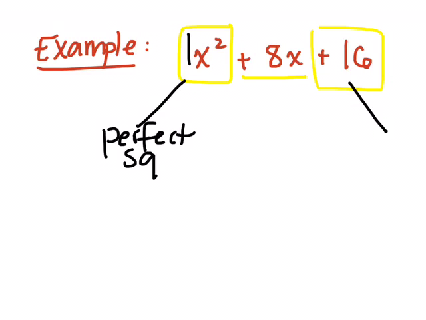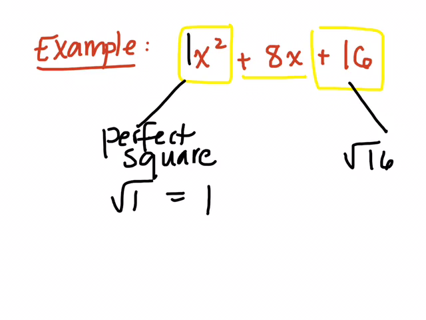Is 1 a perfect square? What's the square root of 1? 1. And is 16 a perfect square? Yeah. What's the square root of 16? Okay, so this is one of the criteria. In a perfect square trinomial, the first term, so the coefficient of x squared, will be a perfect square, and the constant term, which is 16, will also be a perfect square.